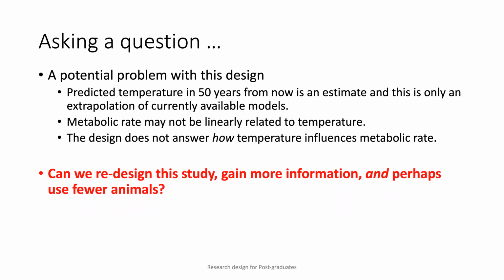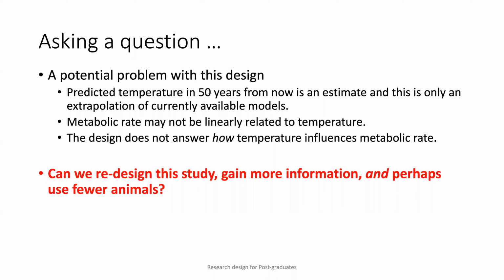So what's our possible problem with this design? We work on a predicted temperature in 50 years from now, and a prediction is never actually a very good thing, because we haven't actually got any confirmation that that's correct. And you don't extrapolate beyond your existing data set anyways. So we also don't know whether the metabolic rate is linearly related to temperature. So this kind of design doesn't yet actually tell us how temperature does affect metabolic rate.